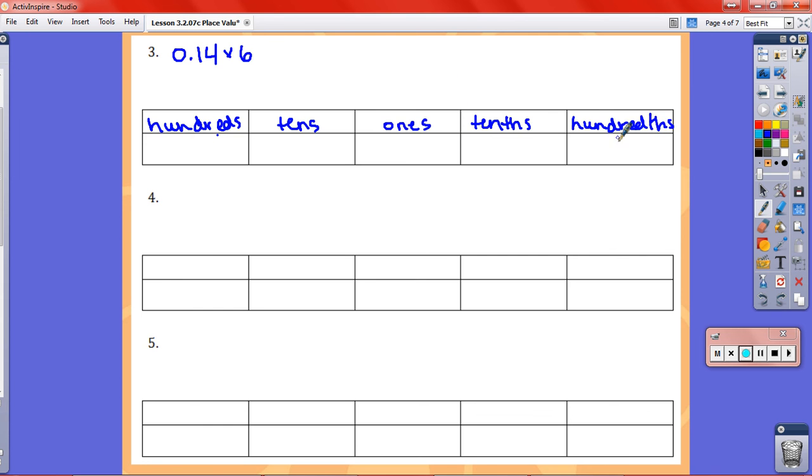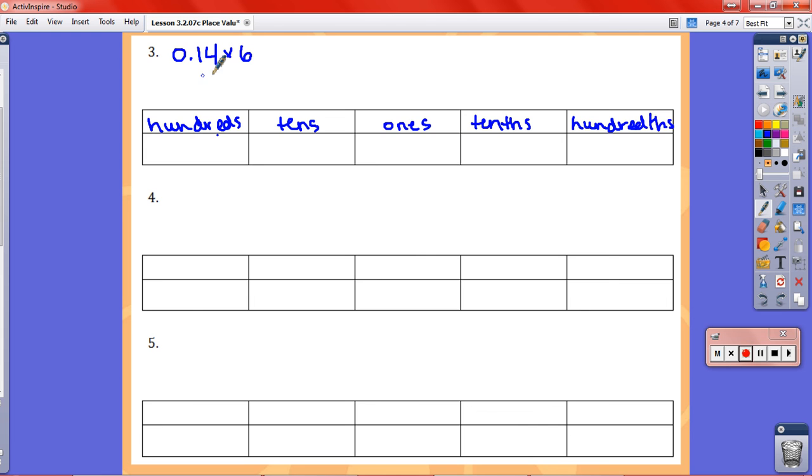And each place value is 10 times bigger or smaller than the one next to it. So tens are 10 times bigger than ones, hundreds are 10 times bigger than tens, ones are 10 times bigger than tenths, and tenths are 10 times bigger than hundredths.